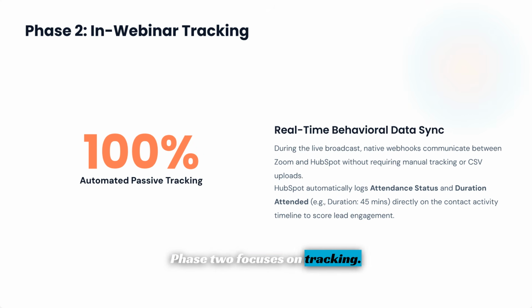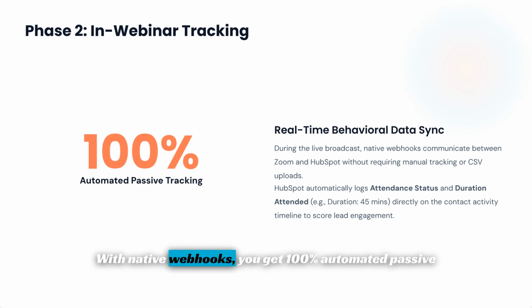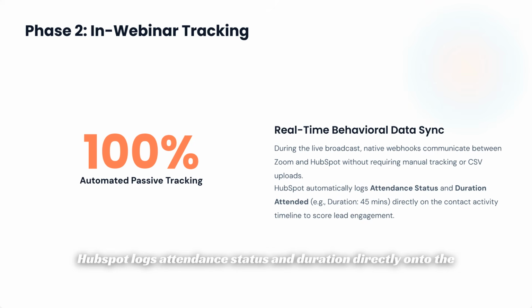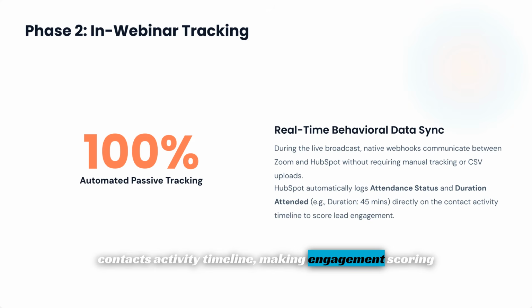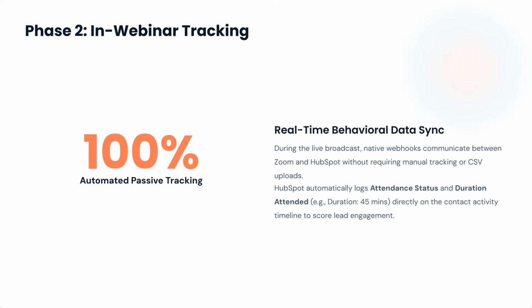Phase 2 focuses on tracking. With native webhooks, you get 100% automated passive tracking. HubSpot logs attendance status and duration directly onto the contact's activity timeline, making engagement scoring effortless.